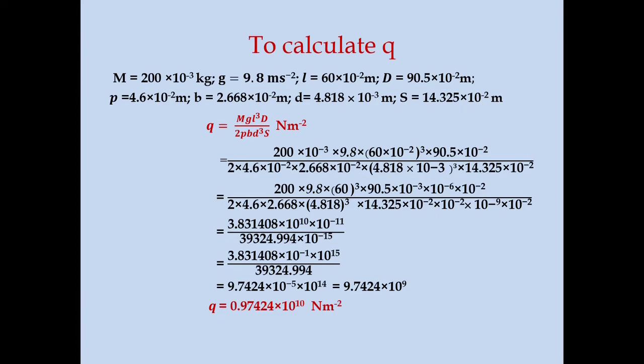So this is the expected value of the Young's modulus of the material of the bar by the non-uniform bending method. Usually the Young's modulus will be of the order of 10 power 10. The difficult part in calculating this for students is to get the power right.